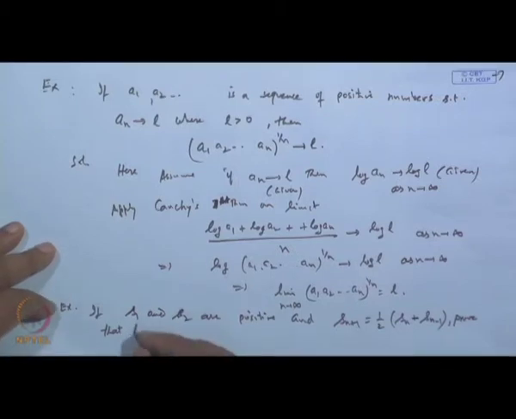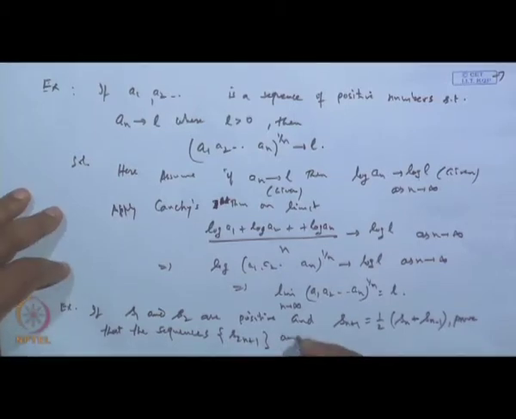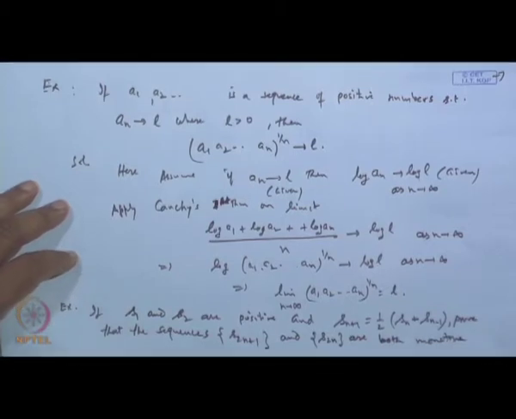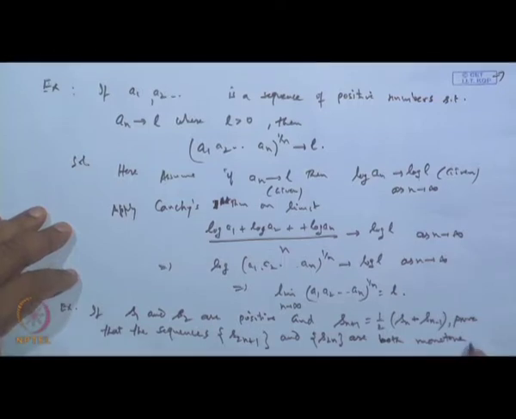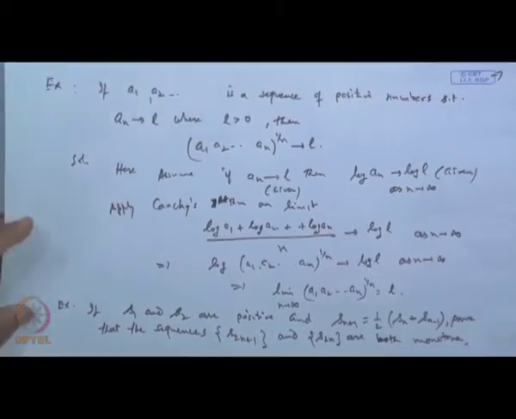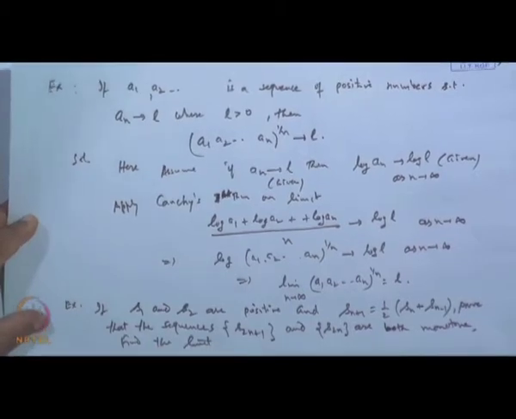the sequence S 2n plus 1 and sequence S 2n are both monotone. The one increases, another decreases, okay, are both monotone, and find the limit of this. Okay, find the limit. Okay. So, let us see the solution for it.